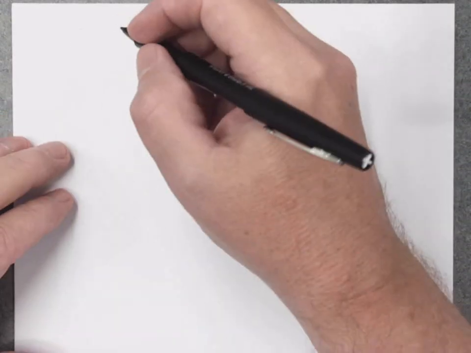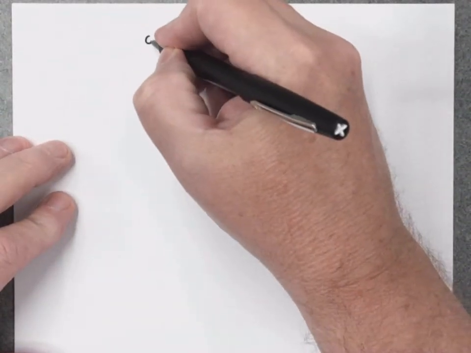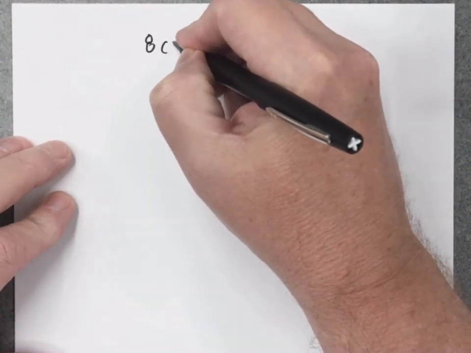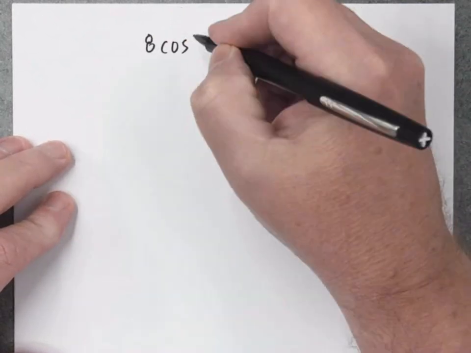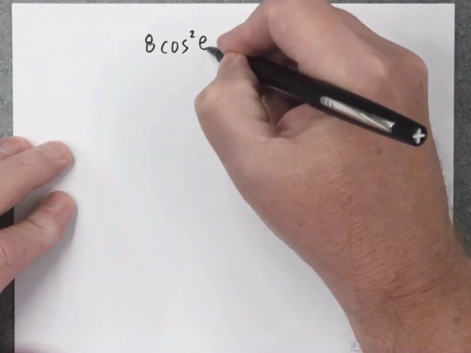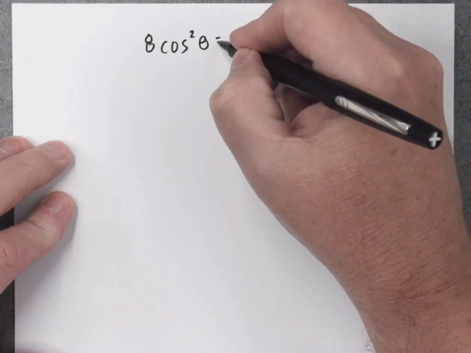And these next problems have a few little twists where we have to do some extra algebra and even maybe some factoring to solve these equations. So let's look at this first one. The equation is 8 cosine squared of theta.